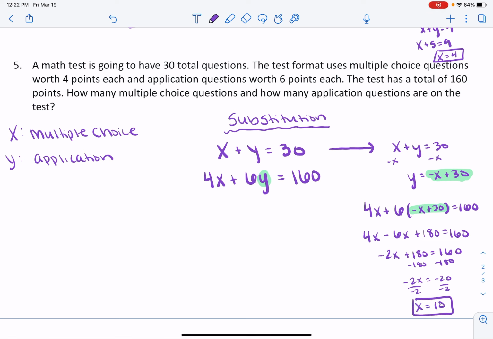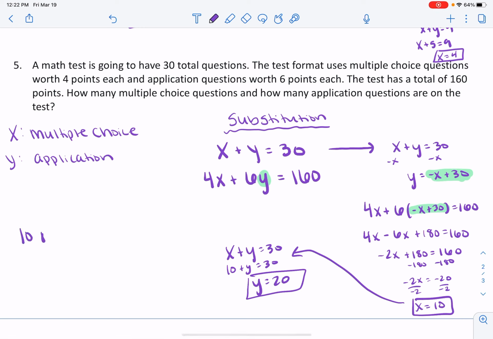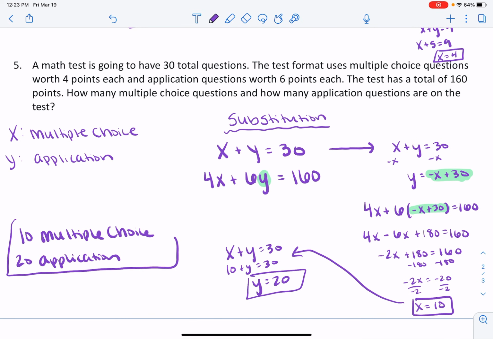So that tells me that we've got 10 multiple choice questions. So if we've got 10 multiple choice and there's 30 questions total, then y has to be 20. Right? So we can take x plus y equals 30, 10 plus y equals 30, so that means y equals 20. So there's 10 multiple choice and 20 application.